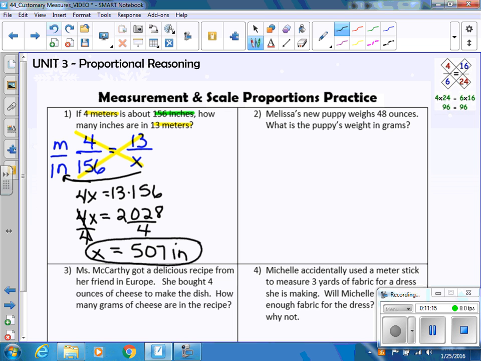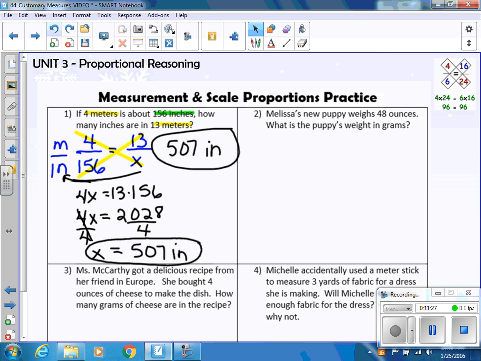If you want to, when you're setting up your proportion, look at where your x is and automatically set it up and kind of give yourself a little answer bubble, and then all you have to do at the end is go in and write it in. You can do that too, just to make sure you don't mess up your problem. Okay, let's look at our next problem. Melissa's new puppy weighs 48 ounces. What is the puppy's weight in grams?